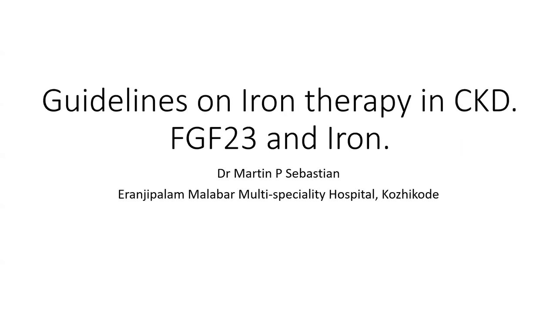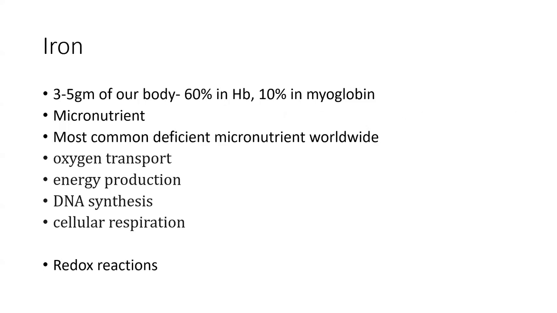Today we'll be discussing guidelines on iron therapy in CKD and a few points regarding FGF23 and iron. So, 3 to 5 grams of our body is made up of iron, and about 60% of it is made up of hemoglobin and 10% by myoglobin. Even though iron is found ubiquitously in the environment, it is still the most common deficient micronutrient worldwide.